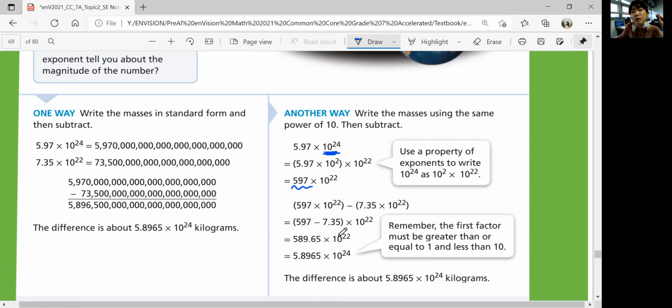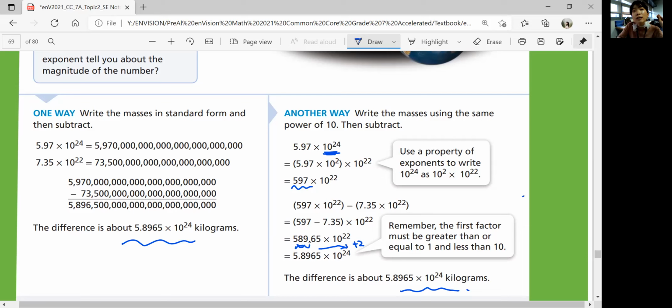So for your final answer, you still have to move your decimal 2 places to the left. And that means you need to multiply by 100 more, which goes to the power. You add 2 to the power, okay? So the difference is about 5.8965 times 10 to the 24 kilograms. Either way, you will get the same answer.